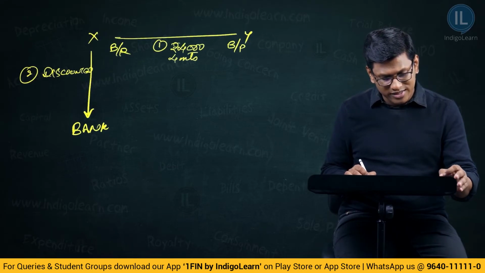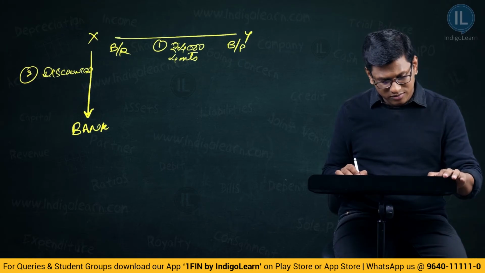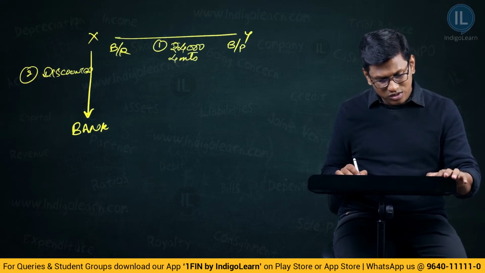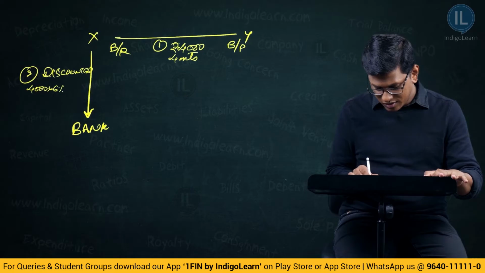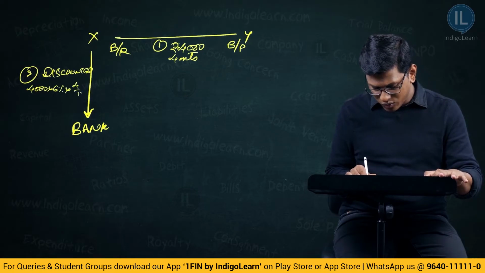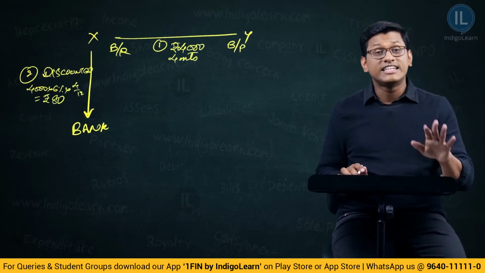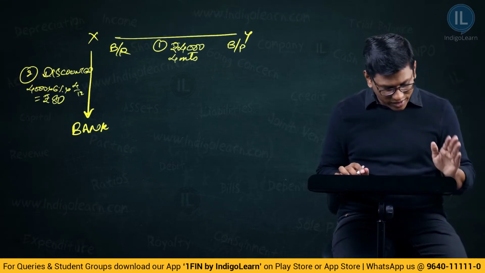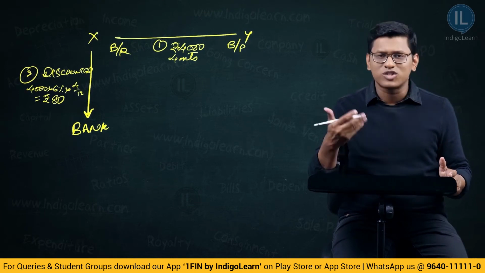So, if you do 6% per annum, it will be 4,000 into 6% into 4 out of 12. Basically, that will be 80 rupees. Okay, discount amount is 80 rupees, and then remits 50% of the proceeds to Y.